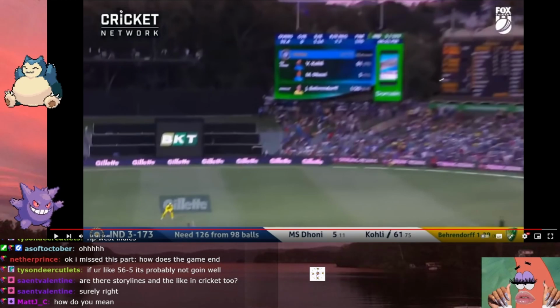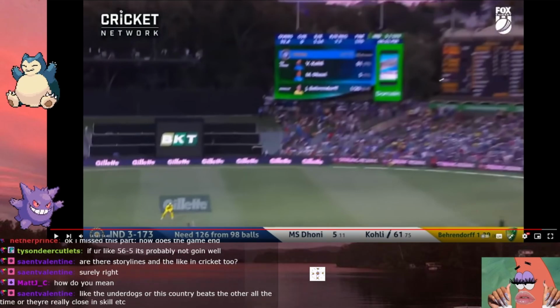In limited overs cricket, if the team batting second does not score enough runs to beat the other team before the limited overs are finished, so whether that's 50 or 20 overs, if you're too slow to score the runs, then the bowling team wins.